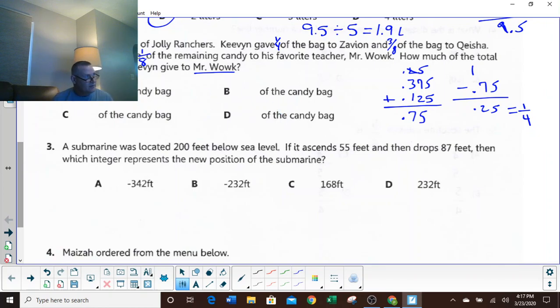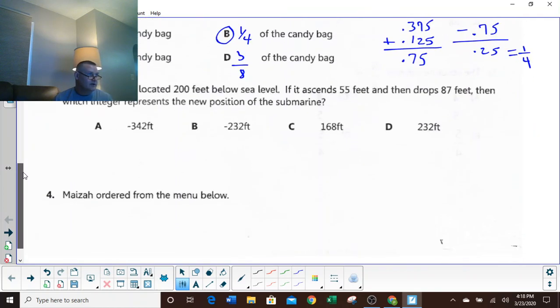For answer choice A, I put 1/8. This thing's really lagging. We'll work on it. For answer choice B, I put 1/4. And for answer choice C, I put 3/4. Boy, that 3 looks good, doesn't it? And for answer choice D, I put 3/8. Okay. So we can tell right now which one it is. How much did he give to Mr. Walk? Was the 1/4. Okay, cool.